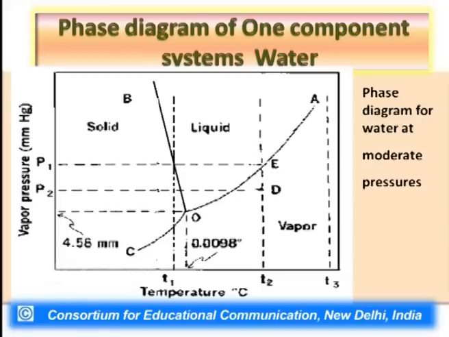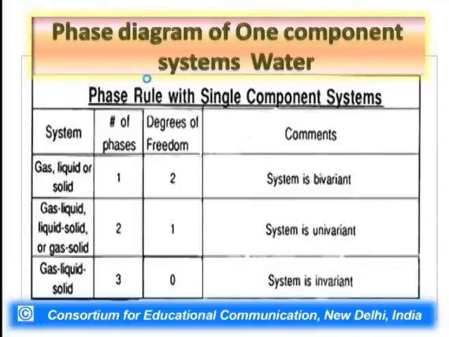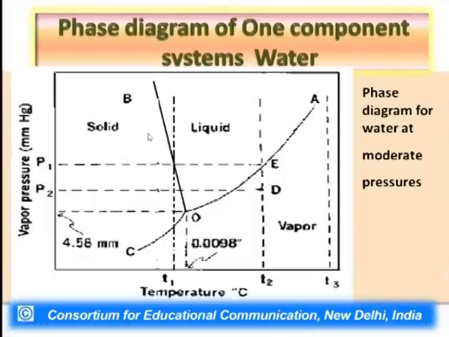Having said this, now we look at the phase diagram for water at moderate pressures. Why I have said moderate pressure is because we need to understand, as we keep on raising the pressure, we will keep on moving up, and upward movement will continue in the graph.